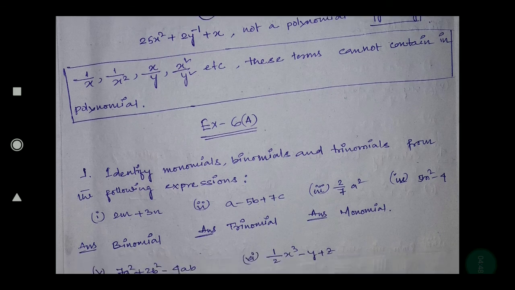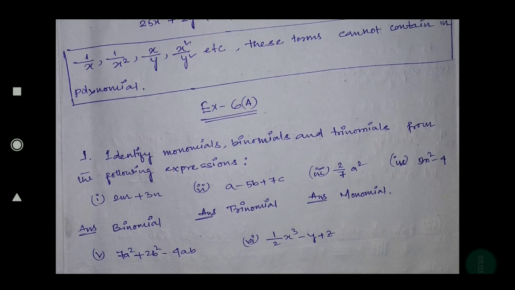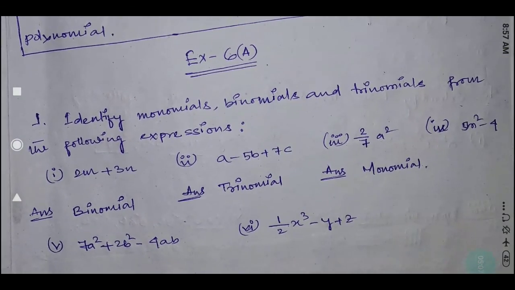Now exercise 6a. Identify monomials, binomials, and trinomials from the following expressions. You have to identify which one is a monomial, which one is a binomial, and which one is a trinomial. So how will you identify? Bi means 2, tri means 3. Based on that you have to find.